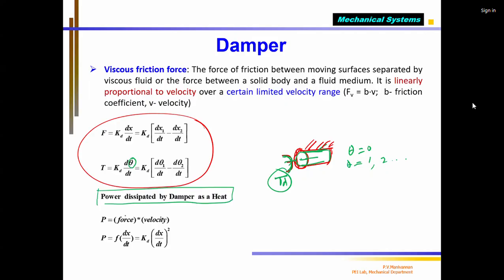Then the power in the damper equals force multiplied by velocity. Correct? So we can write power equals F into d by dt of x, which is velocity. So this is nothing but KD into v squared, velocity squared. This is how the power dissipated by the damper can be computed. If you know the damping constant and the linear or angular velocity, you can compute how much power the damper is dissipating.